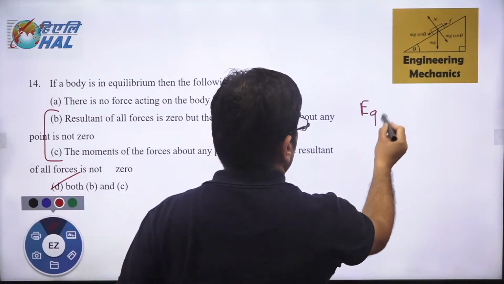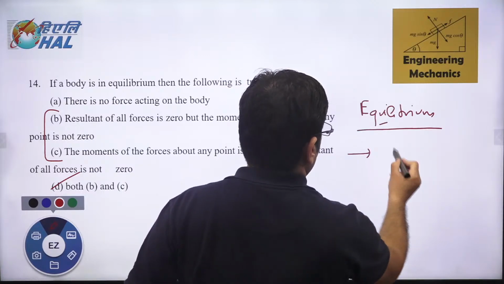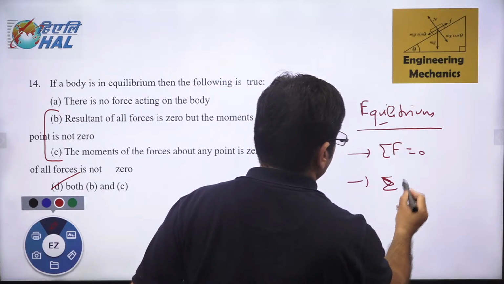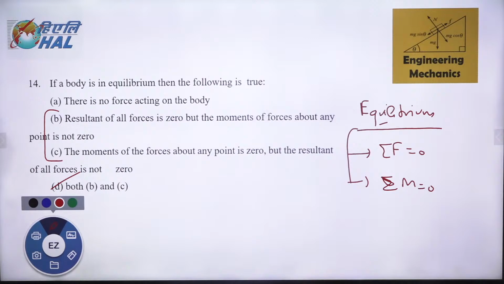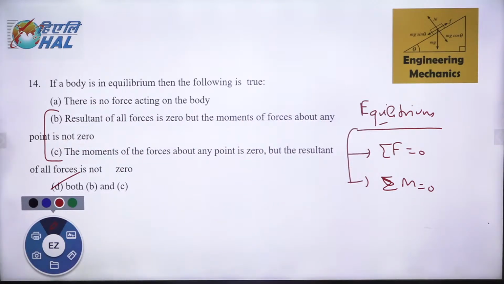Equilibrium means two things for us. Remember, equilibrium means net forces are 0 and net moment is also 0. Net force acting is 0 and net moment acting is 0. That is the meaning of a body being in equilibrium. Net force is 0 and net moment is also 0.